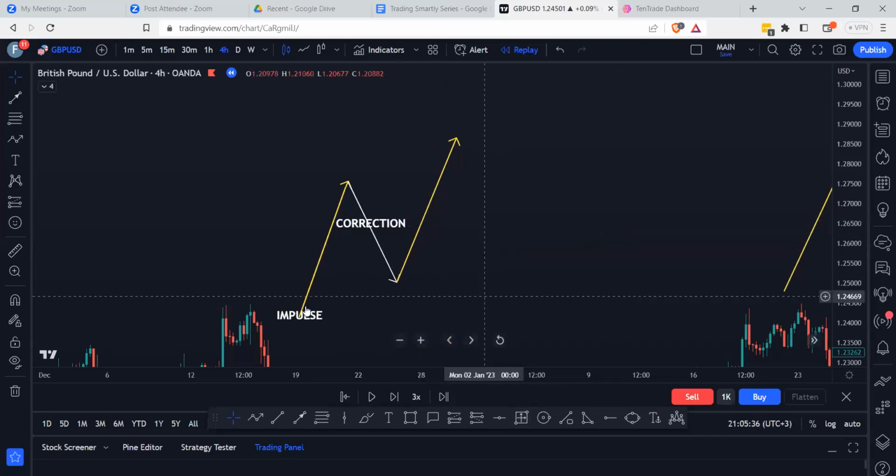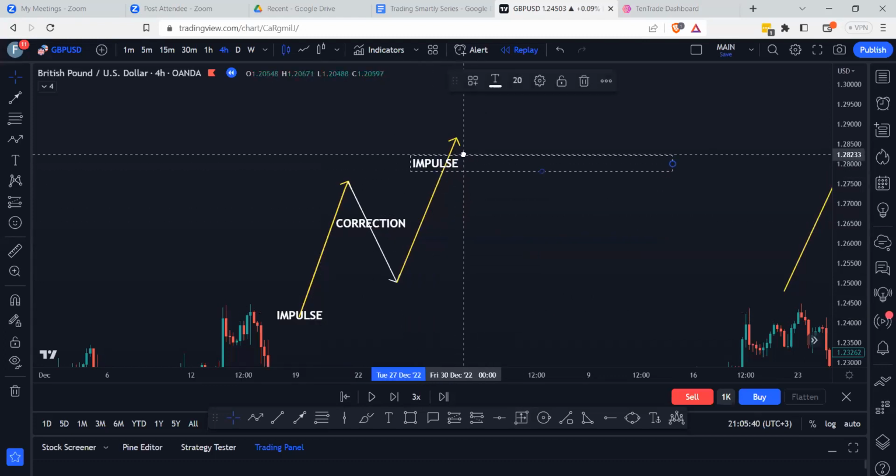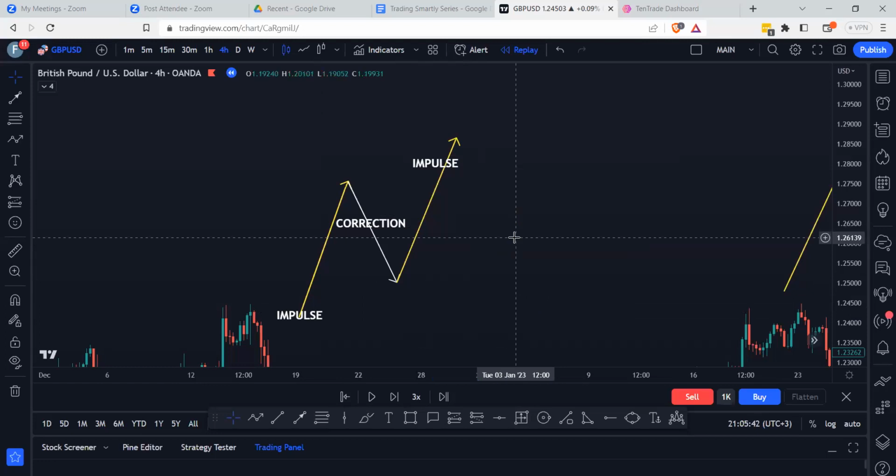All right. And then this other move right here is called the impulse move. So a trend is made up of what? Impulse moves, correction, and impulse. A trend is made up of impulse, correction, impulse. So some people are going to call this correction, there's other names for it.